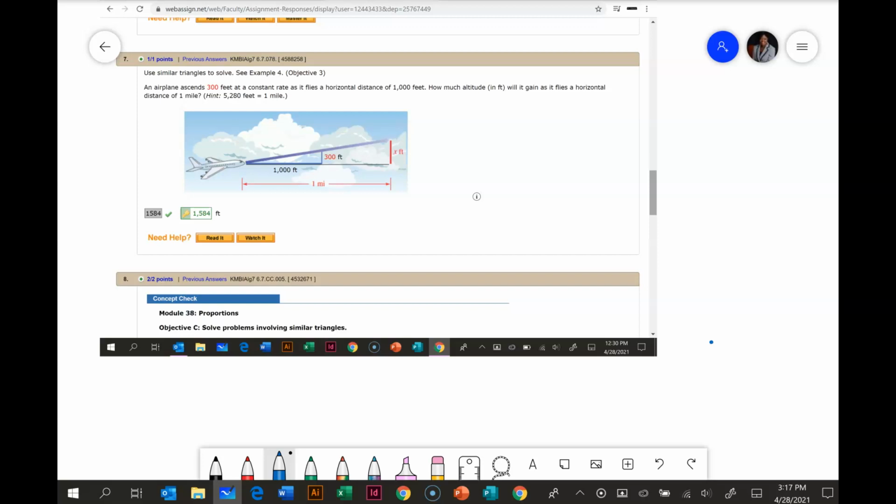All right, let's get started with some of those problems that you were challenged by. The first one here, it says use similar triangles to solve. So always read the instructions. Use similar triangles to solve.